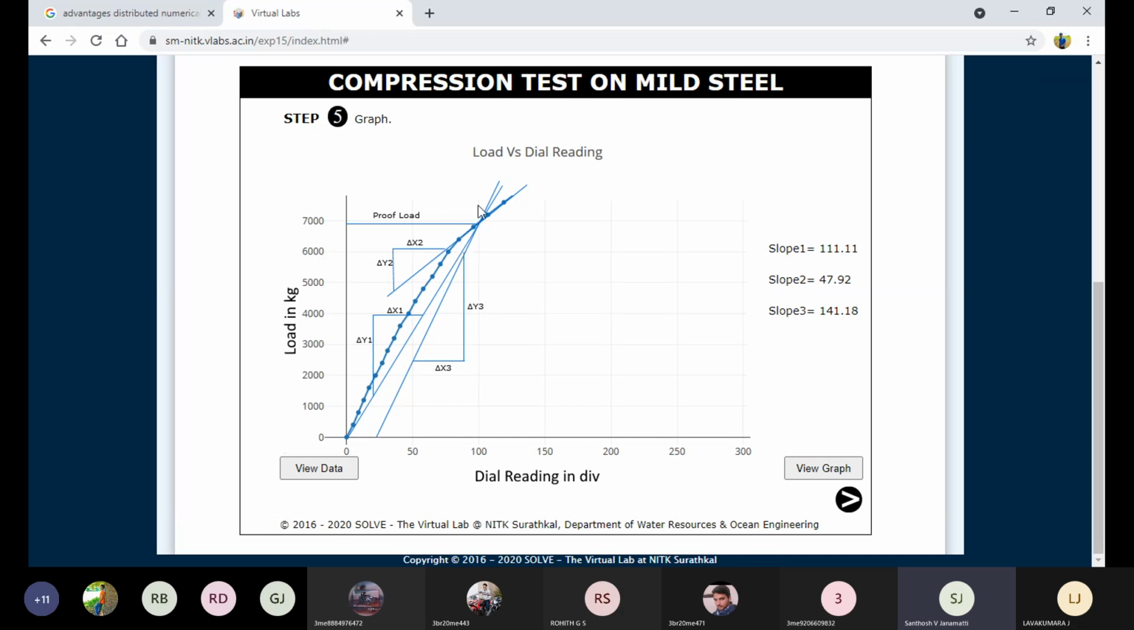Whenever it shows a curve, at this position you can see this area, we cannot apply the slope directly. Where the straight line is there, we apply the slope. But in the curve position we cannot apply the slope, so we need to take the tangent like this. Once we draw the tangent, we get a straight line, and then you can apply the slope to get the stress value and strain value.